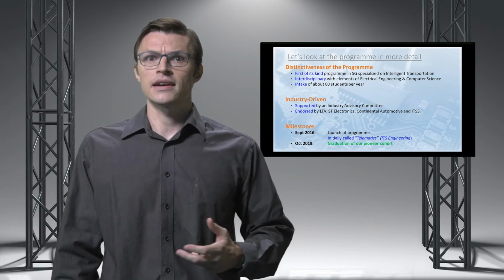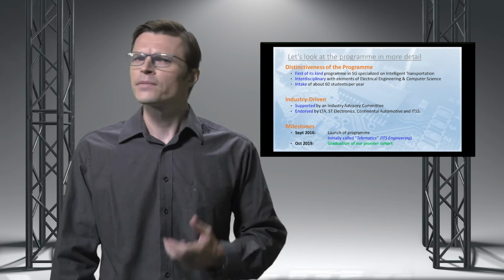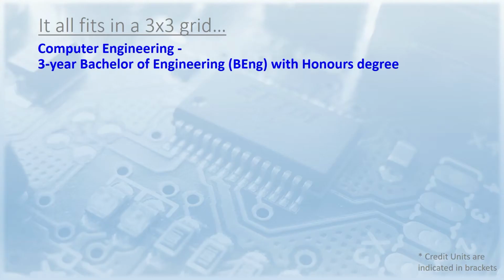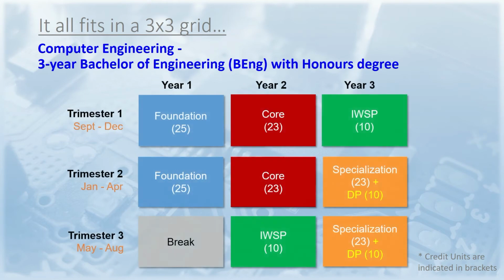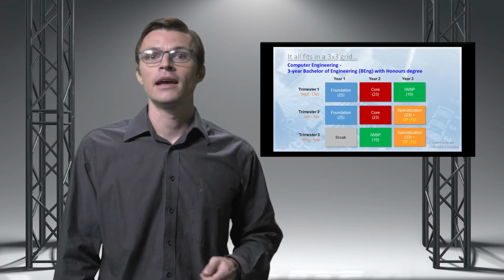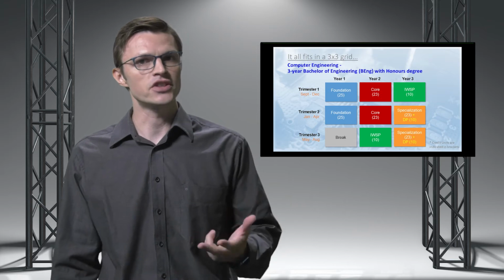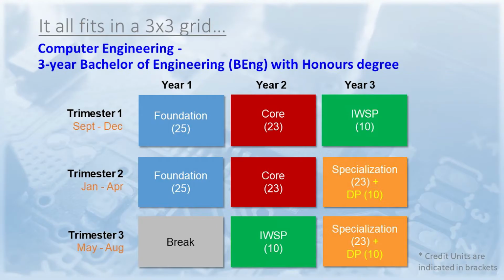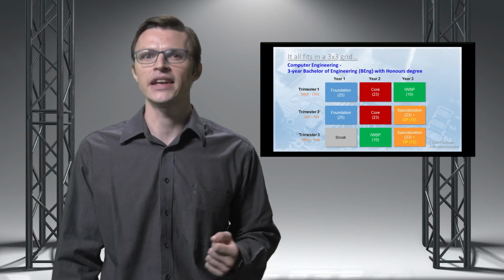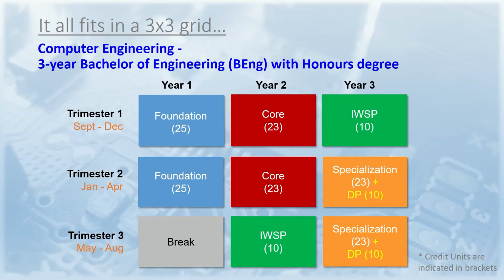Computer engineering is a 3-year Bachelor of Engineering degree, but how is it structured? Well, as the 3 study years are divided into 3 trimesters, it can nicely fit in a 3x3 grid. In year 1, we have the foundation trimesters, where you learn the basics of engineering and computer science. There is a break in trimester 3, which can be used to catch up on some coursework, or if there is no need for this, you can also use this time to take an internship with one of our many industry partners. Year 2 is mainly dedicated to enhancing and deepening the relevant technical knowledge with 2 core trimesters.